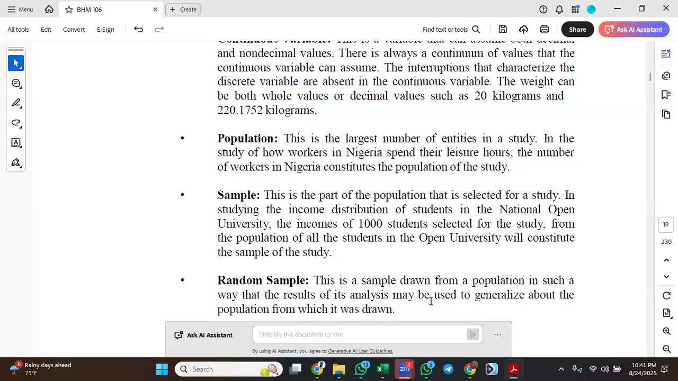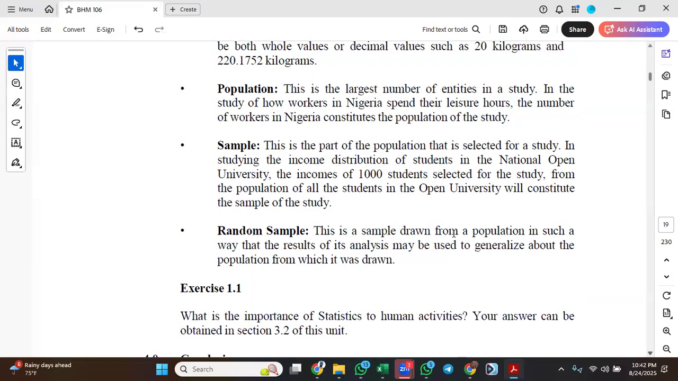So the last one is random sample. This is a sample drawn from a population in such a way that the result of its analysis may be used to generalize about the population from which it was drawn. This will take us back to the definition of random variable. If you listened attentively when I was talking about random variable, I don't need to talk much on this random sample. It's the same concept.